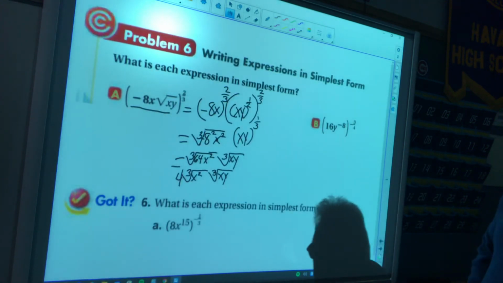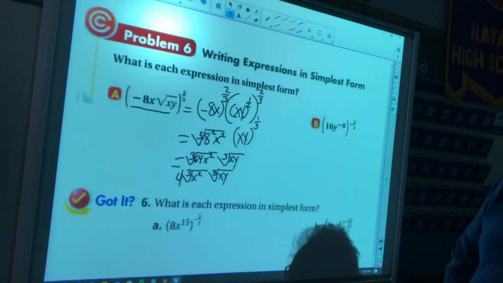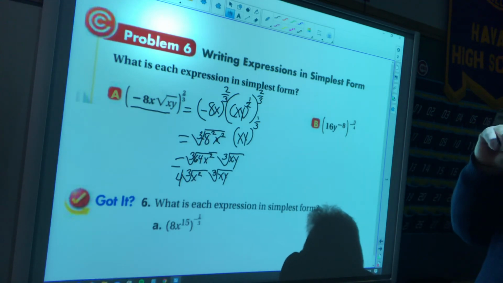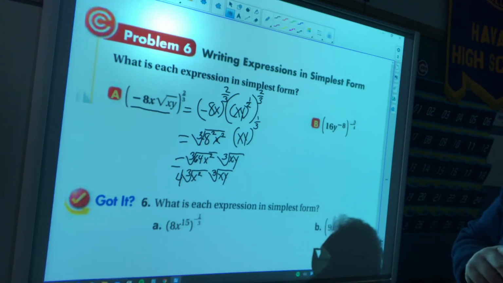All right. So I think that's it for that lesson on rational exponents. Now those can be a little tricky, so be careful. All right? Good luck.